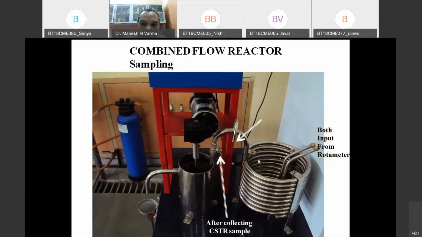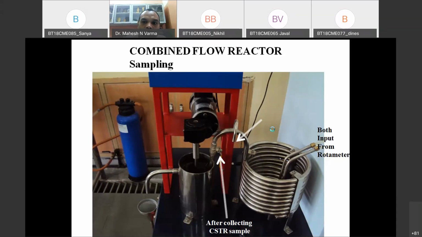So now what will happen? Fluid is coming in here, and it will not go into the CSTR because this valve is closed. So after collecting the sample, close the ball valve, and then what will happen? This is just the output given at this point. So the sample will start coming here actually. So you will collect the sample here, and this will be a PFR sample.